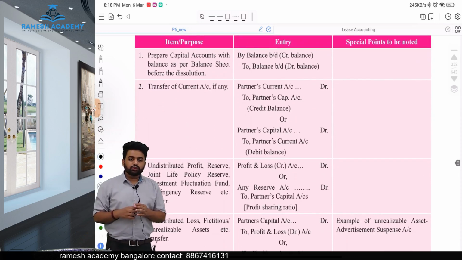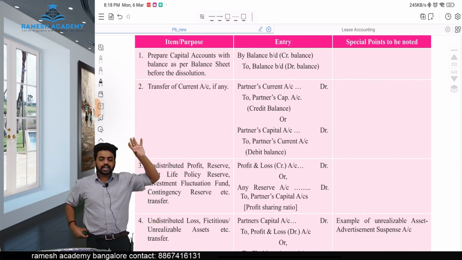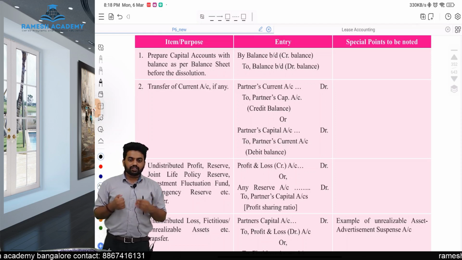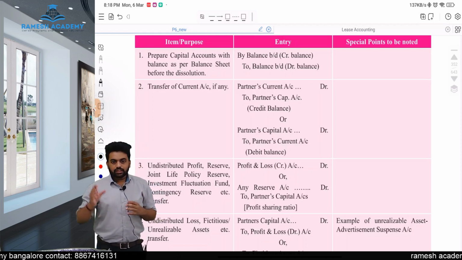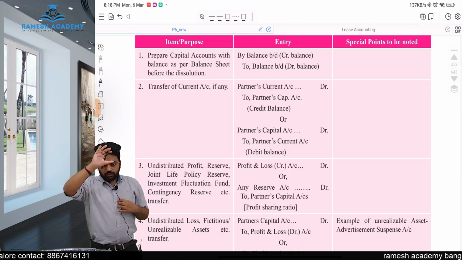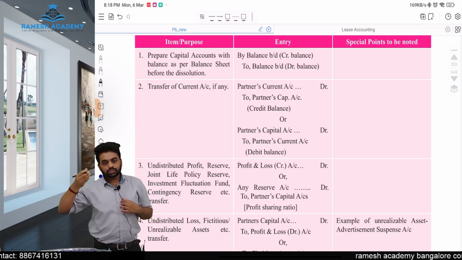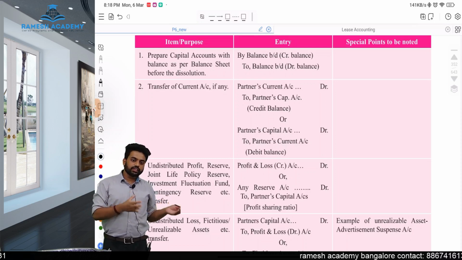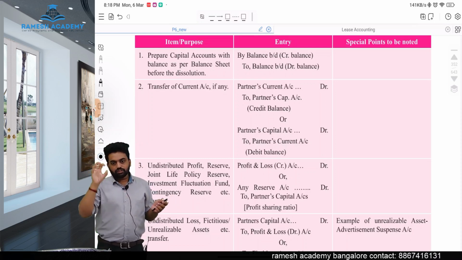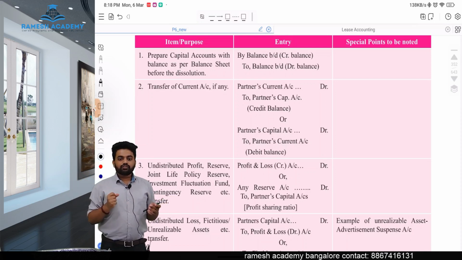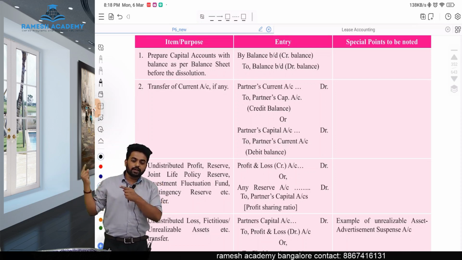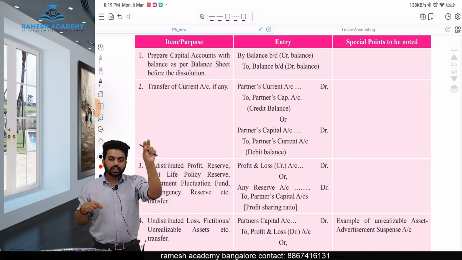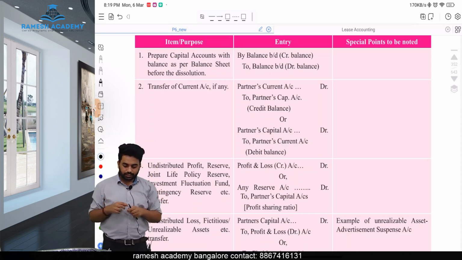So what we should do is, if we are maintaining the partner's capital under the fixed method, the partner's current account balance we should transfer to the partner's capital account. If the current account is showing a credit balance, partner's current account debit to partner's capital account. If our partner's current account is showing a debit balance, which means he has to pay us, we are going to reduce it from his capital. So partner's capital account debit to partner's current account.